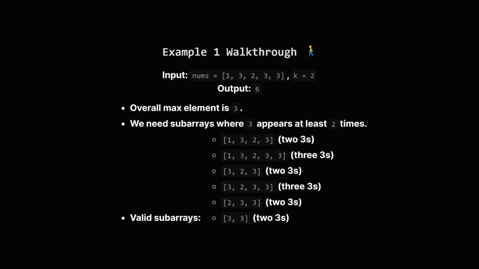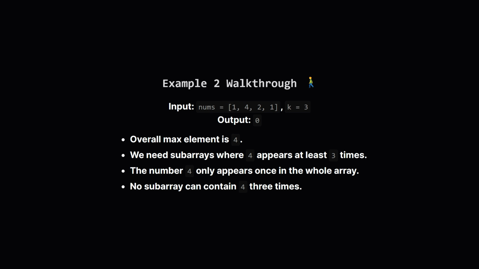Let's look at the first example. The list is 1, 3, 2, 3, 3, and k is 2. First, what's the biggest number in the whole list? It's 3. Okay. So we need to find subarrays where the number 3 appears at least 2 times. Let's list them out. We have 1, 3, 2, 3. That works. Then 1, 3, 2, 3, 3. That has three 3s, which is definitely at least 2. Then 3, 2, 3, then 3, 2, 3, 3, and finally 3, 3. If you count those up, yep, there are 6 of them. So the output is 6.